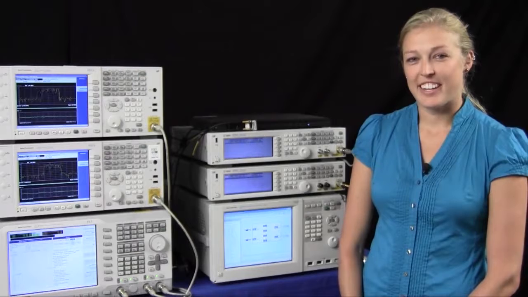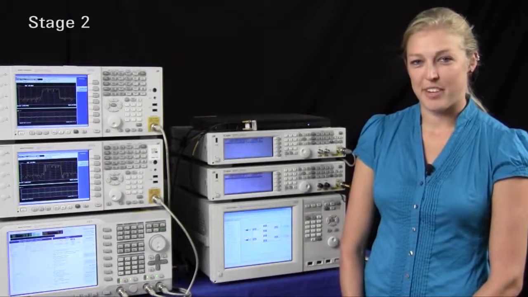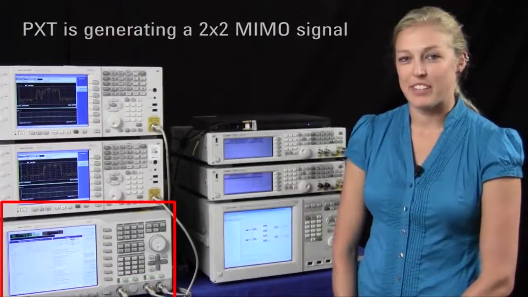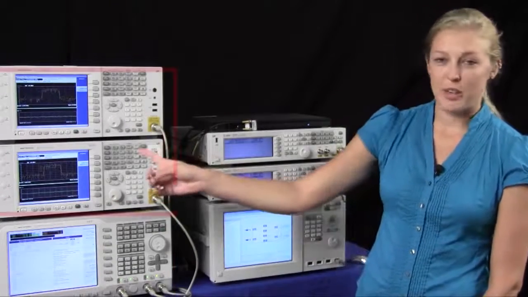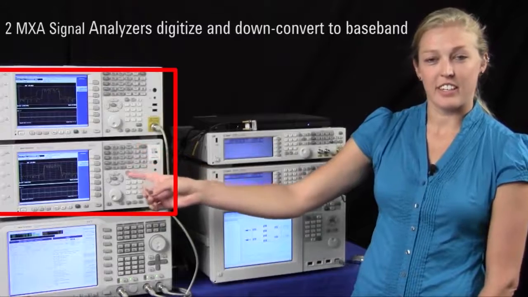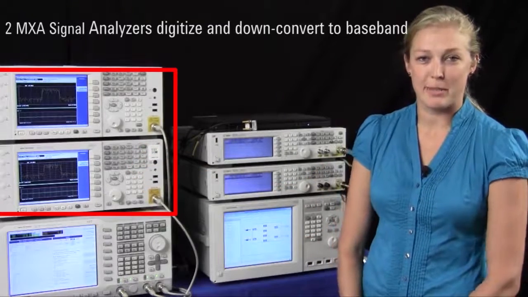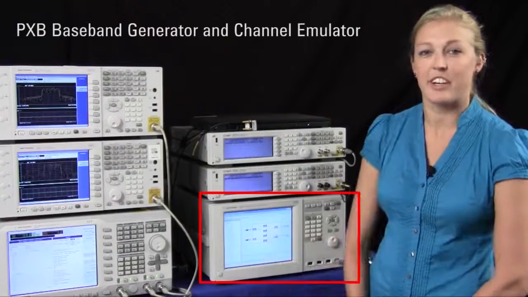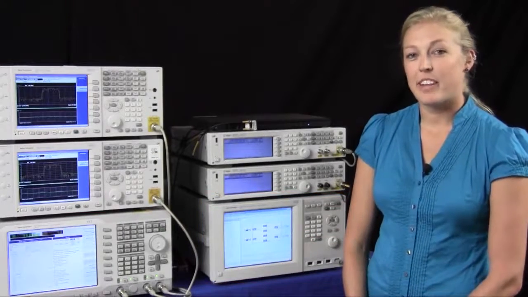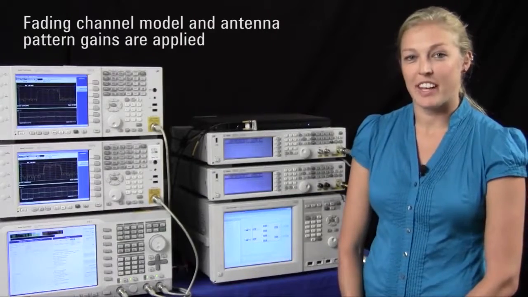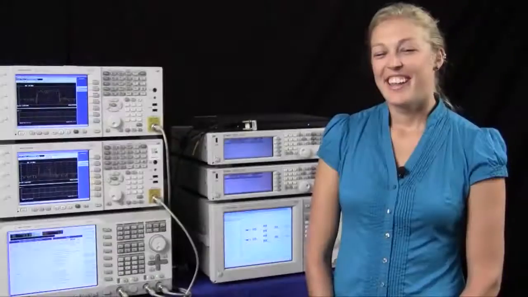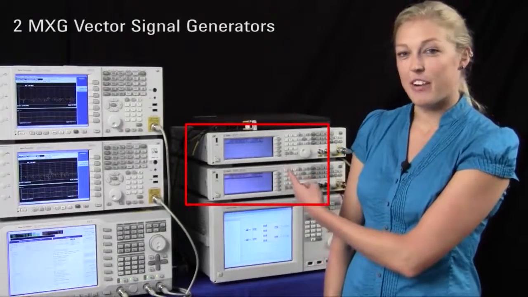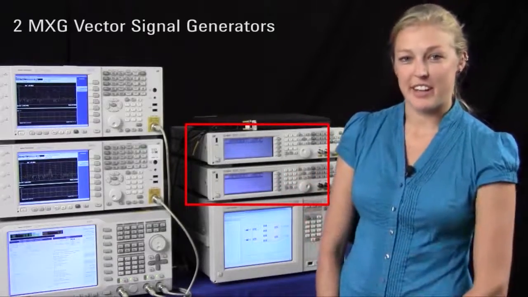The setup I have here is stage 2 of the two-stage method. Our PXT is generating a 2x2 downlink MIMO signal, which is being fed into 2 MXA signal analyzers where the signal is digitized and down-converted to baseband. The signal is then sent digitally to our PXB baseband generator and channel emulator. This is where the fading channel model and the antenna pattern gains are applied. The signal is then sent digitally to our 2 MXGs. This is now our faded downlink signal going to our device.